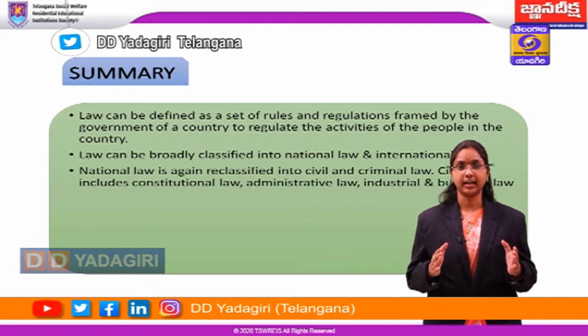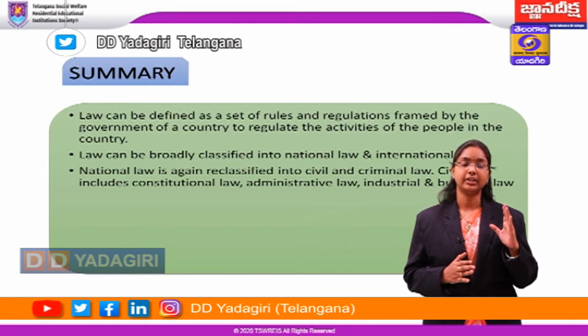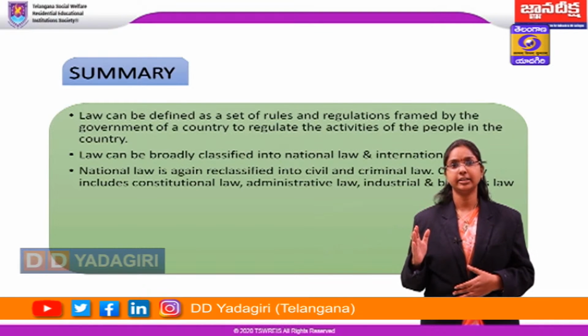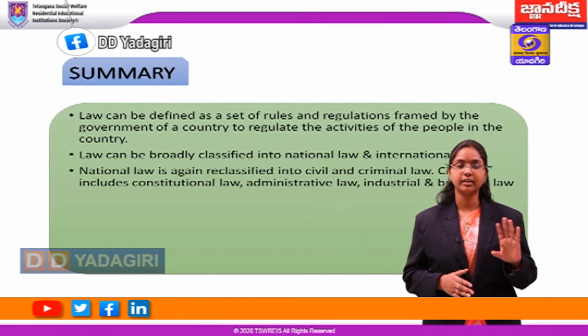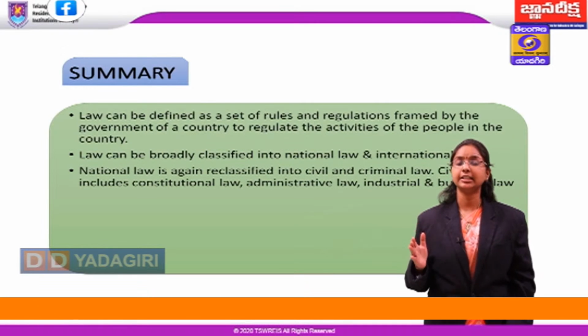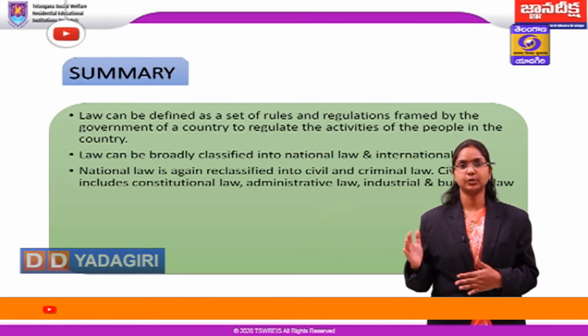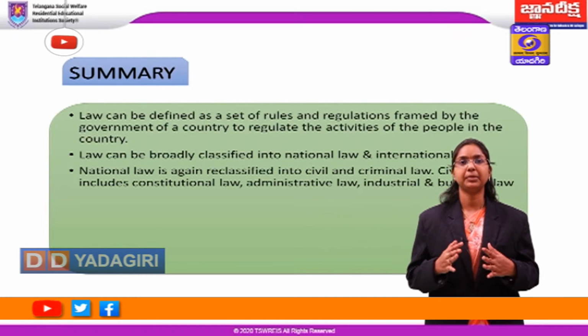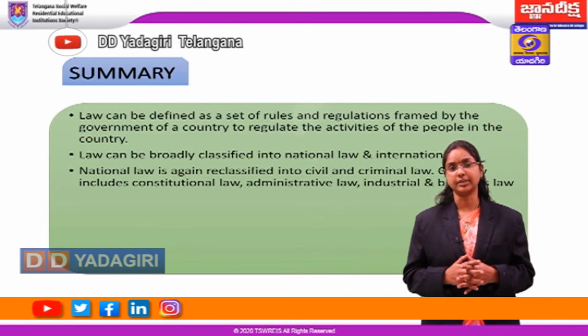Law can be classified into two types. One is national law and the other is international law. National law is related to the boundaries of a particular country only, whereas international law is where two or more countries come together and make their own rules and regulations.